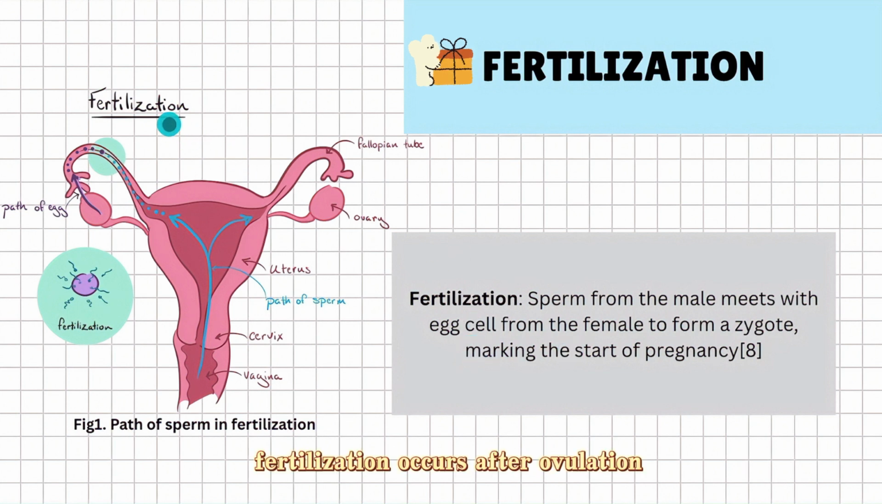Fertilization occurs after ovulation, when the egg has been released and swept into the fallopian tube. The path of the sperm can be seen right here, where it travels to the vagina, the cervix, the uterus, and finally meets the egg at the fallopian tube.